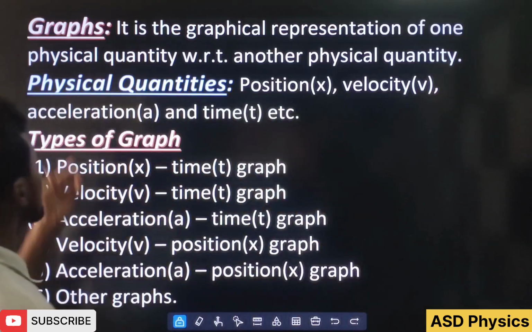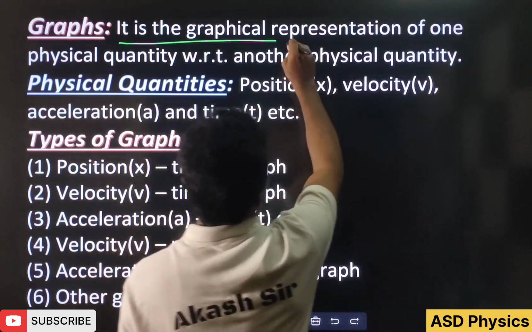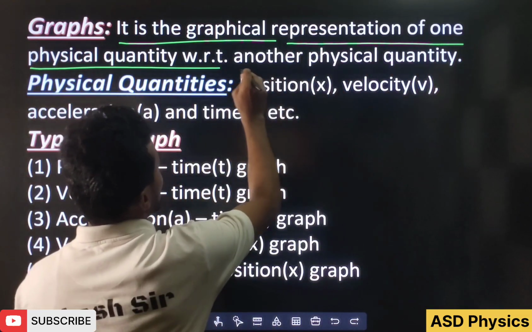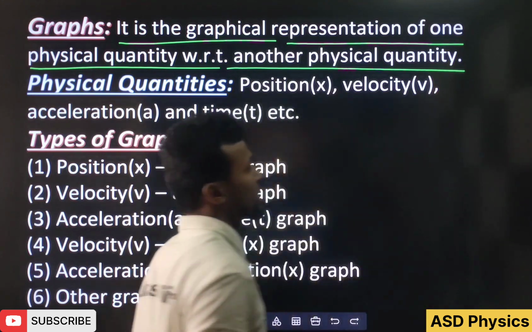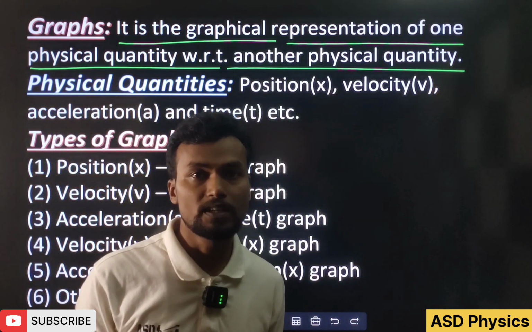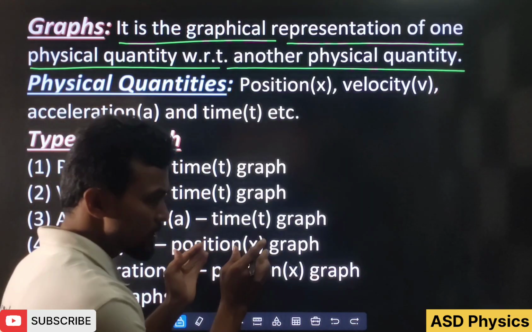So here you can see, under graphs, what is a graph? It is the graphical representation of one physical quantity with respect to another physical quantity. That means two physical quantities will be involved, okay? And what kind of physical quantities will be available in this video now?